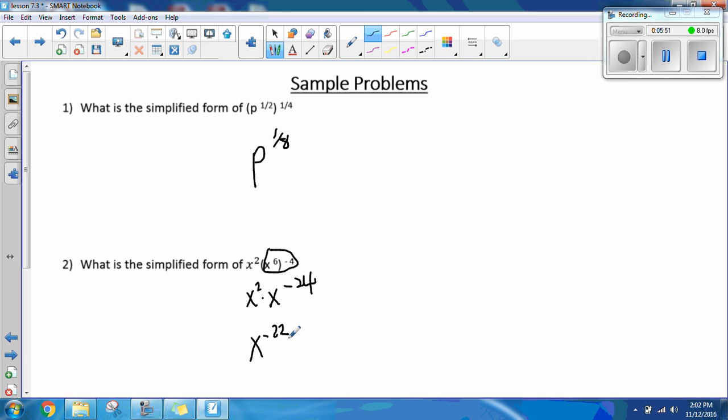-22 power. But we don't leave anything with negative exponents, so we need to rewrite this as 1 over x to the 22nd power.